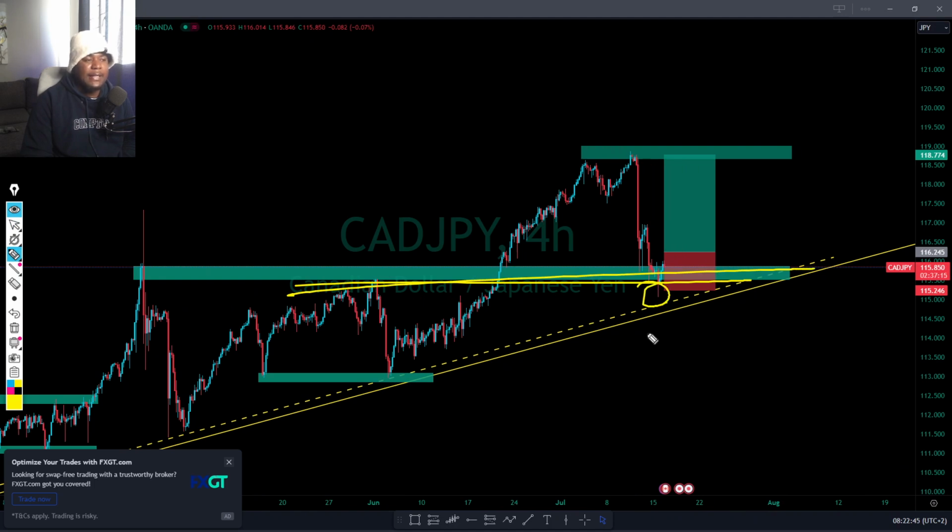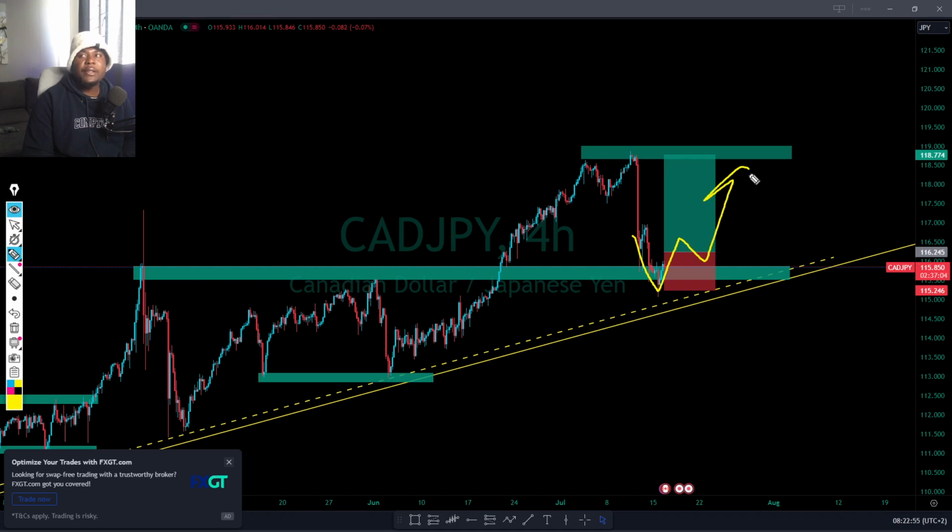The market did go closer to the support before bouncing back. So it did bounce back, but not really aggressively. So I'm expecting to see the market going even higher. Do you see that? I'm expecting to see the market continuing to go even higher. So this can be a very nice bullish move.